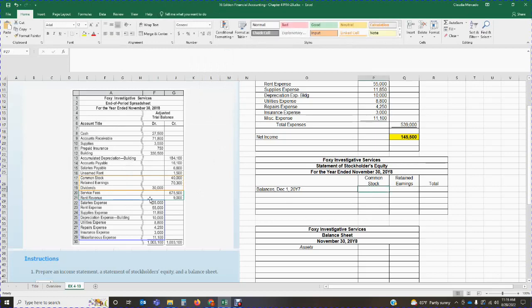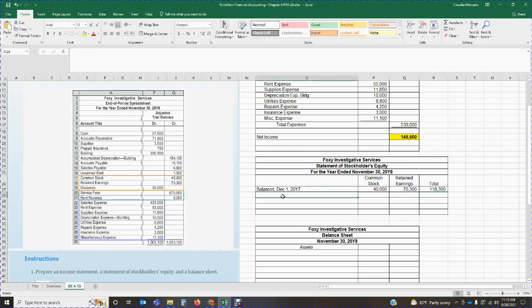So let's begin with our common stock. We had a balance of $40,000. Okay. And let me put commas. Okay. Retained earnings. Retained earnings had a balance of $70,300. Okay. We get the total of those two. And that gives me $110,300. That is our balance.